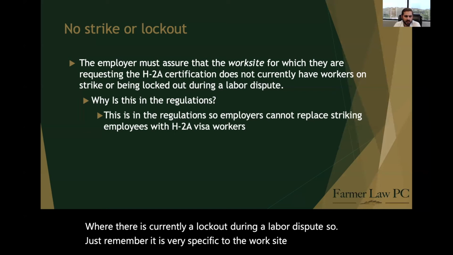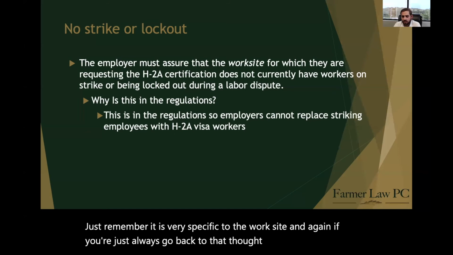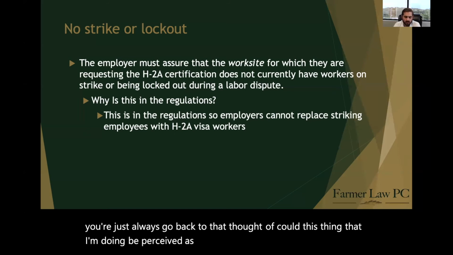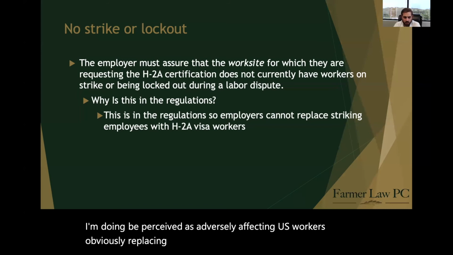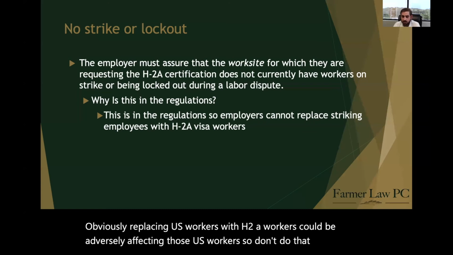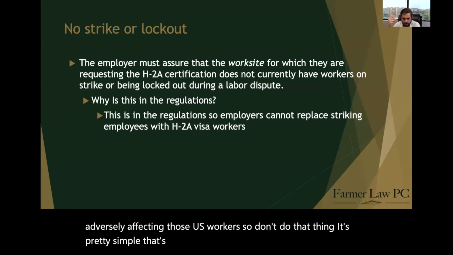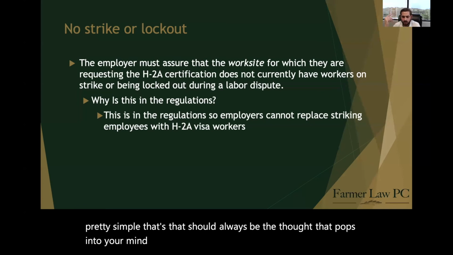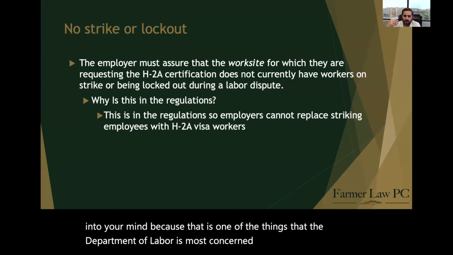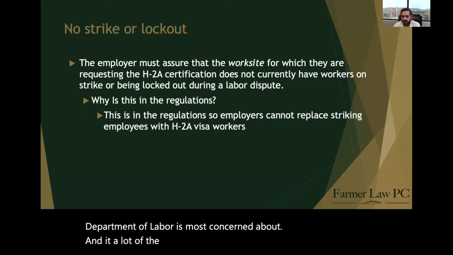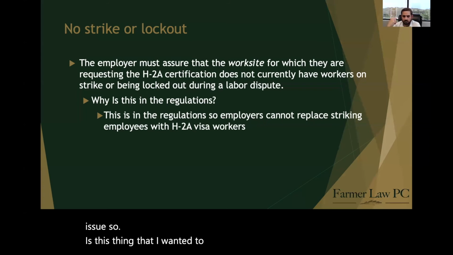And again, always go back to that thought of, could this thing that I'm doing be perceived as adversely affecting U.S. workers? Obviously, replacing U.S. workers with H-2A workers could be adversely affecting those U.S. workers. So don't do that thing. It's pretty simple. That should always be the thought that pops into your mind, because that is one of the things that the Department of Labor is most concerned about, and a lot of the regulations are designed around that particular issue. So, is this thing that I'm wanting to do able to be perceived as adversely affecting U.S. workers? If the answer to that is yes, don't do that thing.